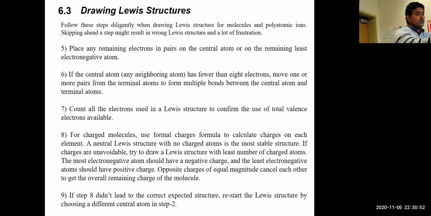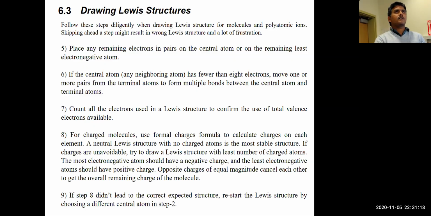And then you would count all the electrons in the Lewis structure to confirm the use of total valence electrons available, just like a cross check. And if something is wrong, you would have to go to the previous step. Number 7 is not really a step. It's like cross-checking your work.